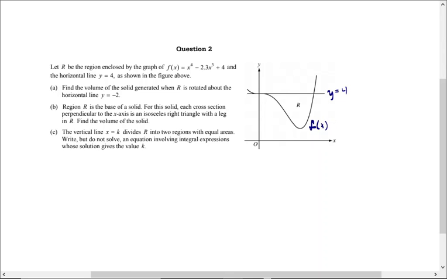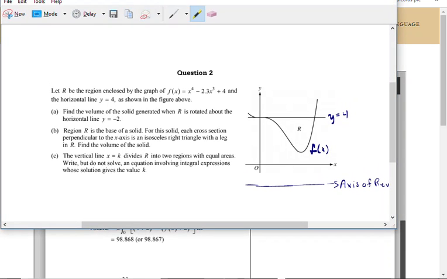All right, and it says find the volume of the solid generated when R is rotated about the horizontal line y equals -2. Well, -2 is not drawn, but -2 would be some kind of horizontal line down here, and this is your axis of revolution. So if we're going to rotate around that axis, we are going to take this shaded region and revolve it. So when we revolve, we're going to have an outer radius and also an inner radius.